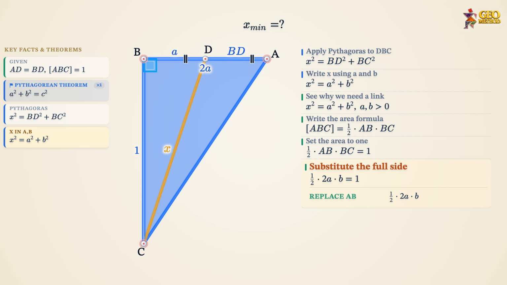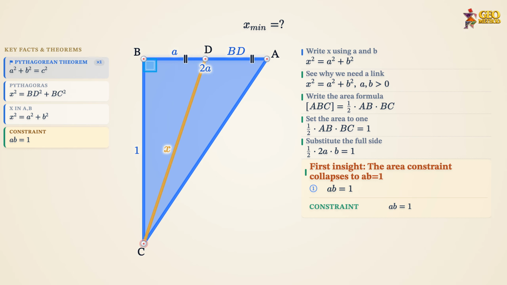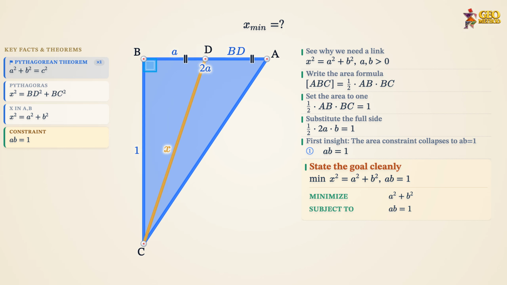Replace segment AB with 2a and segment BC with b. The area equation becomes 1/2 times 2a times b equals 1. Now everything is written in our two working letters. First insight is this. The area constraint collapses to ab equals 1. The geometry is now a clean algebra problem. Make a squared plus b squared as small as possible, while the product a times b stays fixed at 1. Let us solve that with one simple idea.